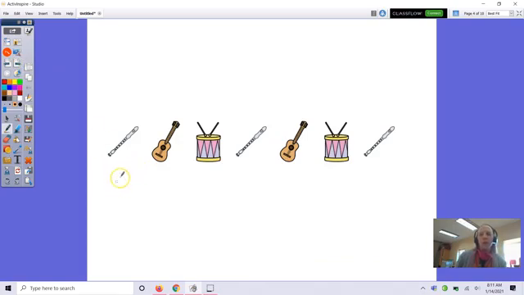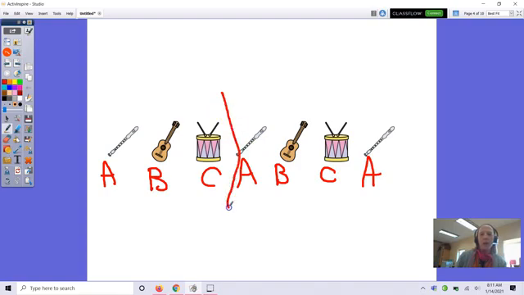All right, let's look at one more. I have an A, B, C, A, B, C, A. If I were to ask you what kind of pattern I have, you would tell me that I have an ABC pattern, and that ABC pattern will repeat itself over and over and over again.